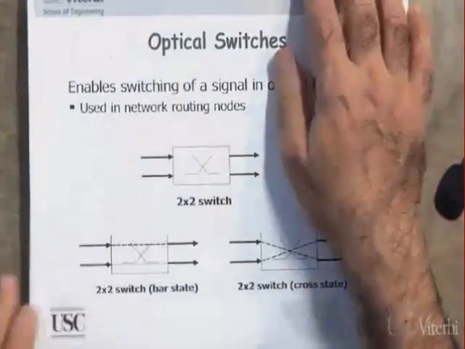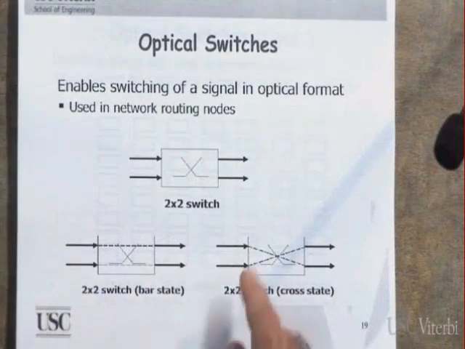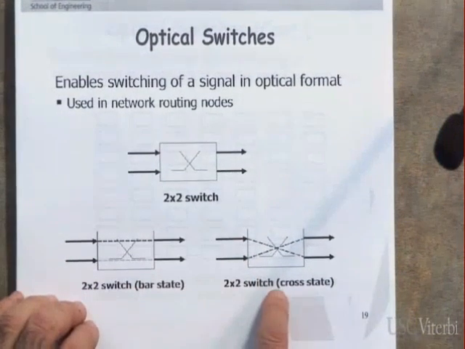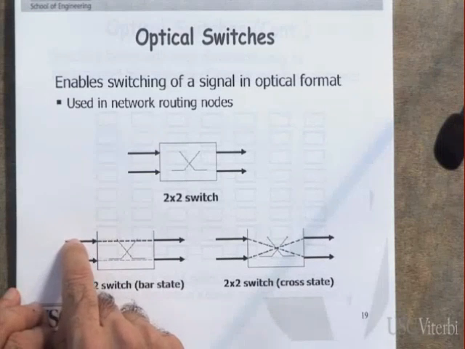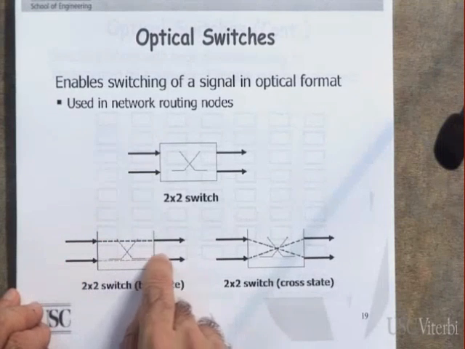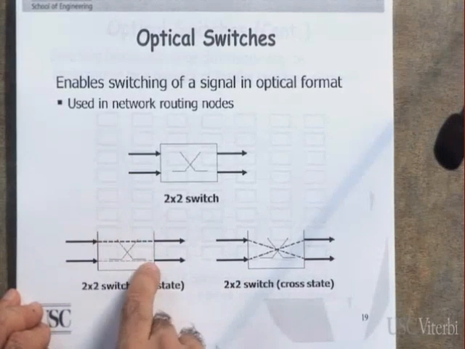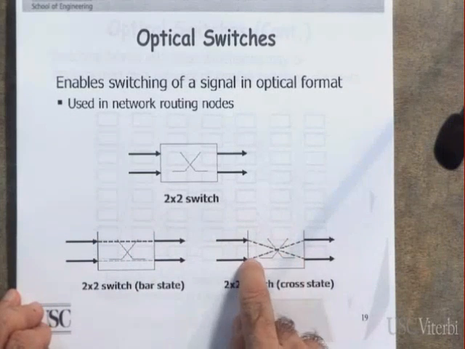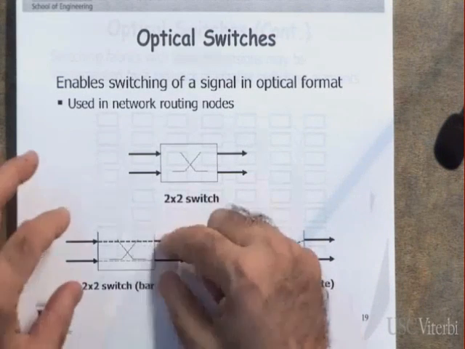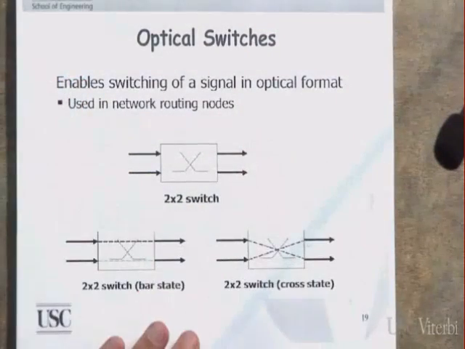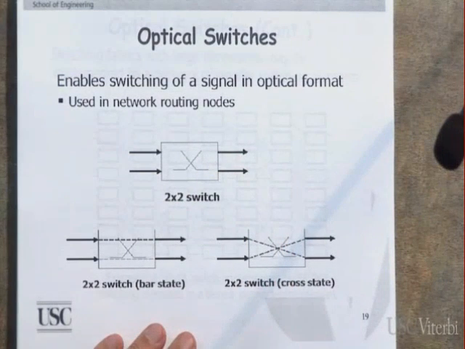Okay. Now, optical switches. Again, this is switching in the optical format. We have two types of switches: a bar state and a cross state. A bar state means this one is switched to this, and this one is switched to this. The crosses are not allowed. Whereas in this one, the crosses are allowed and the straight is not allowed. We call it a cross state. And the whole switch, we call a 2x2 switch.